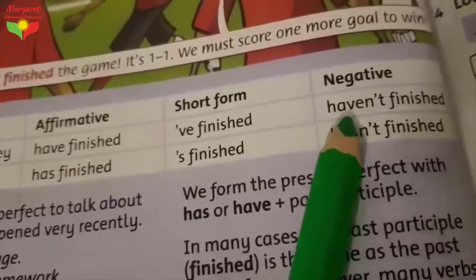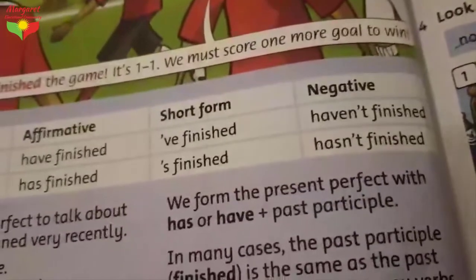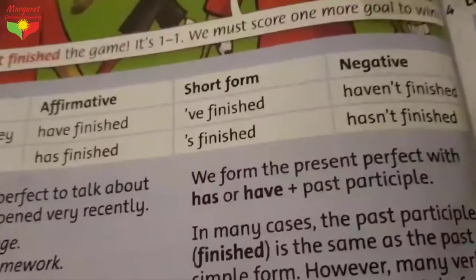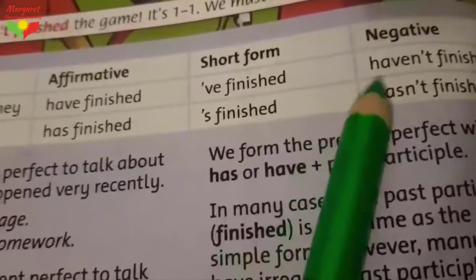In the negative form, it's very easy. You have to bring not and put it on the auxiliary verbs have and has.